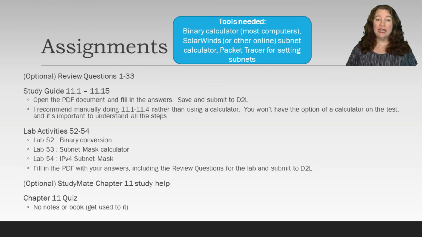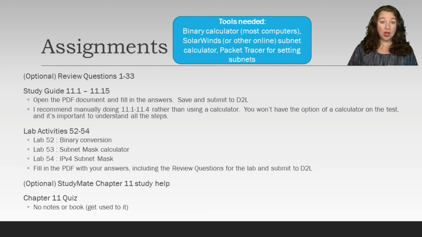Lab 53 is a subnet calculator. Okay, so Lab 53 uses something called SolarWinds, which is an application that you can get online that will be able to create your subnets. I want you to do it because I want you to know it's out there, but I still want you to practice manually when you do this. You can also use this to check your manual calculations and make sure that you're doing things right.